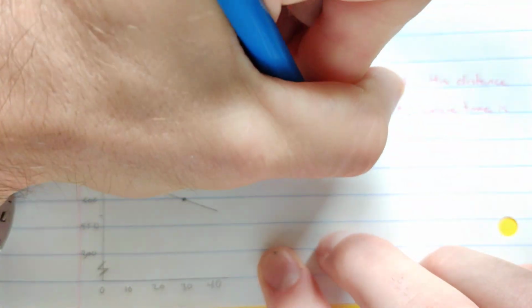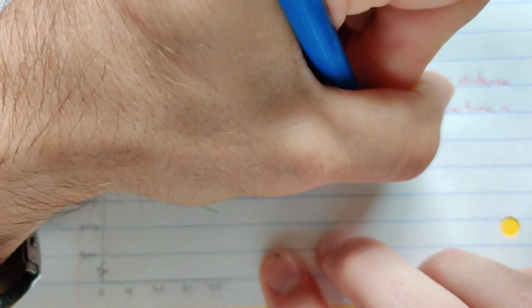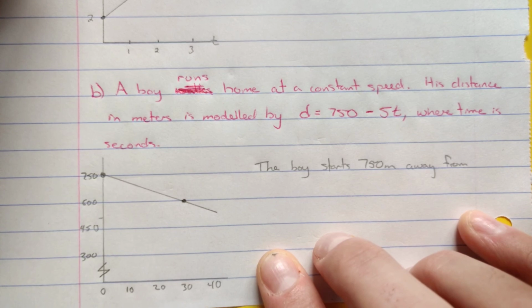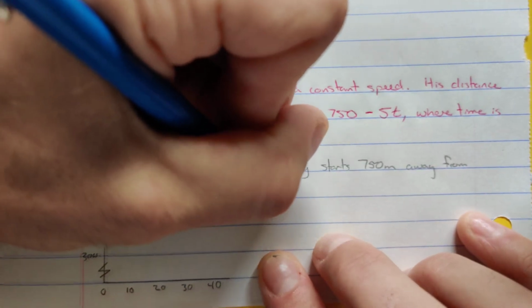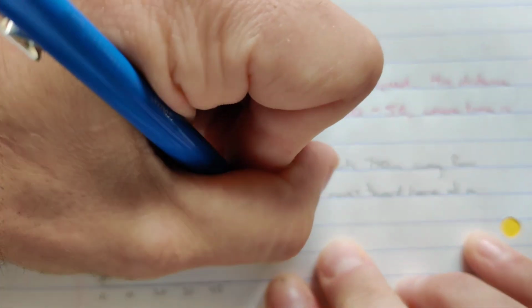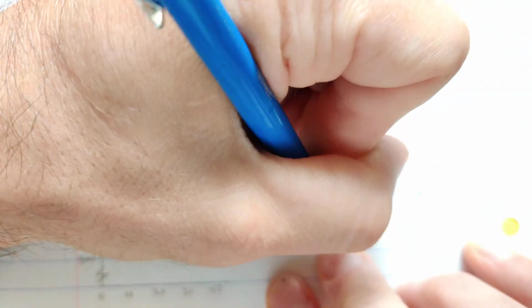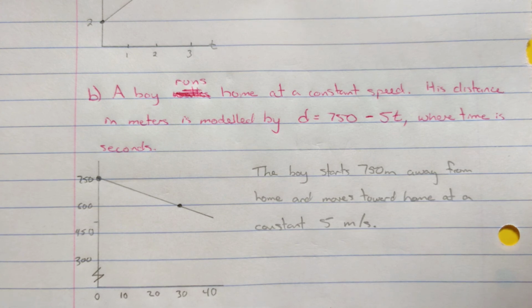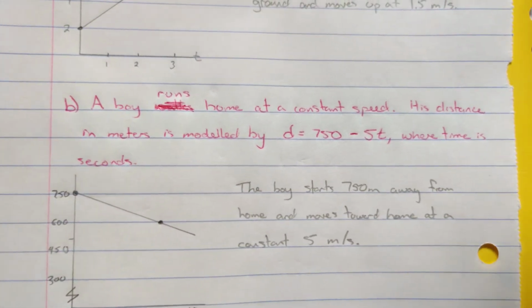The boy starts 750 meters away from home and moves toward home at a constant 5 meters per second. So that would be a description there of our motion.